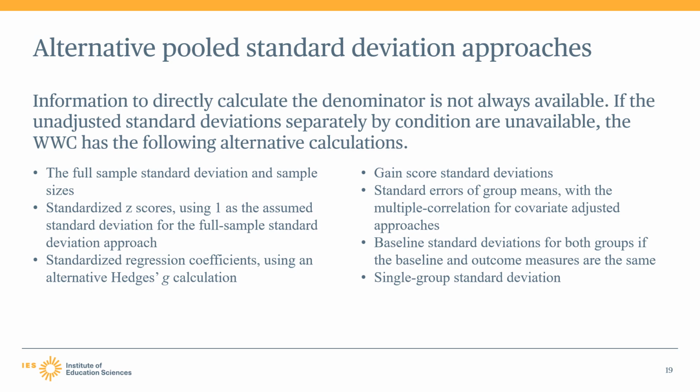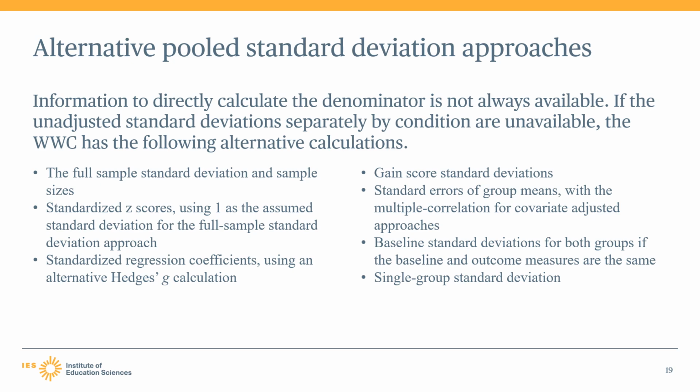The WWC also may calculate the pooled standard deviation from standardized z-scores. Study authors might standardize the response scale of their outcome measures by subtracting the grand mean and dividing by the total unadjusted standard deviation. This generates what often are called z-scores. The pooled standard deviation then can be calculated by assuming that the standard deviation is equal to 1 using the full sample standard deviation approach.